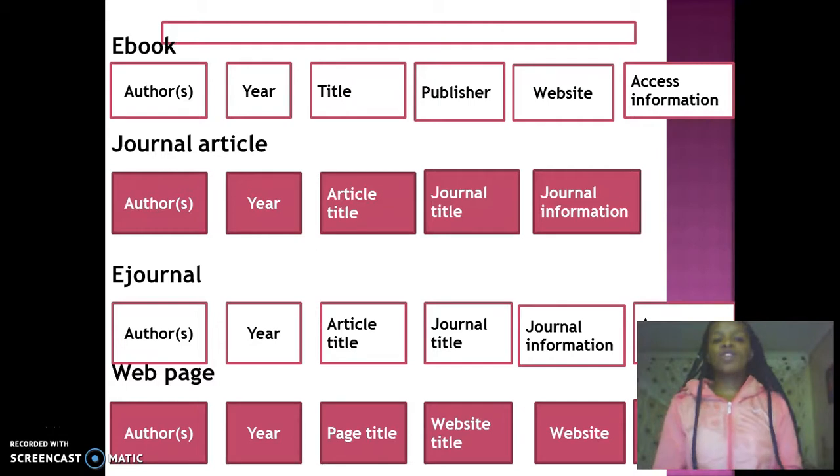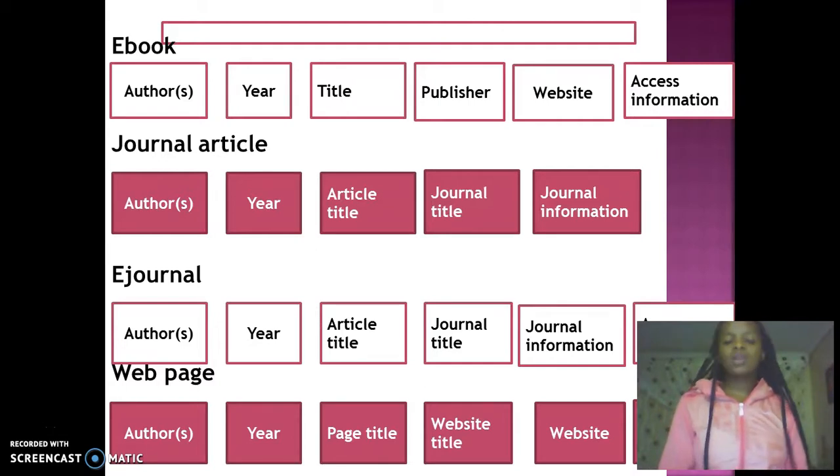So in terms of a journal article, how do you reference a journal article? You write the author or authors, the year in which the journal article was published, and the title of the article. So you look specifically at the title of that article that you have used, the journal title, the title of the journal, also the journal information.